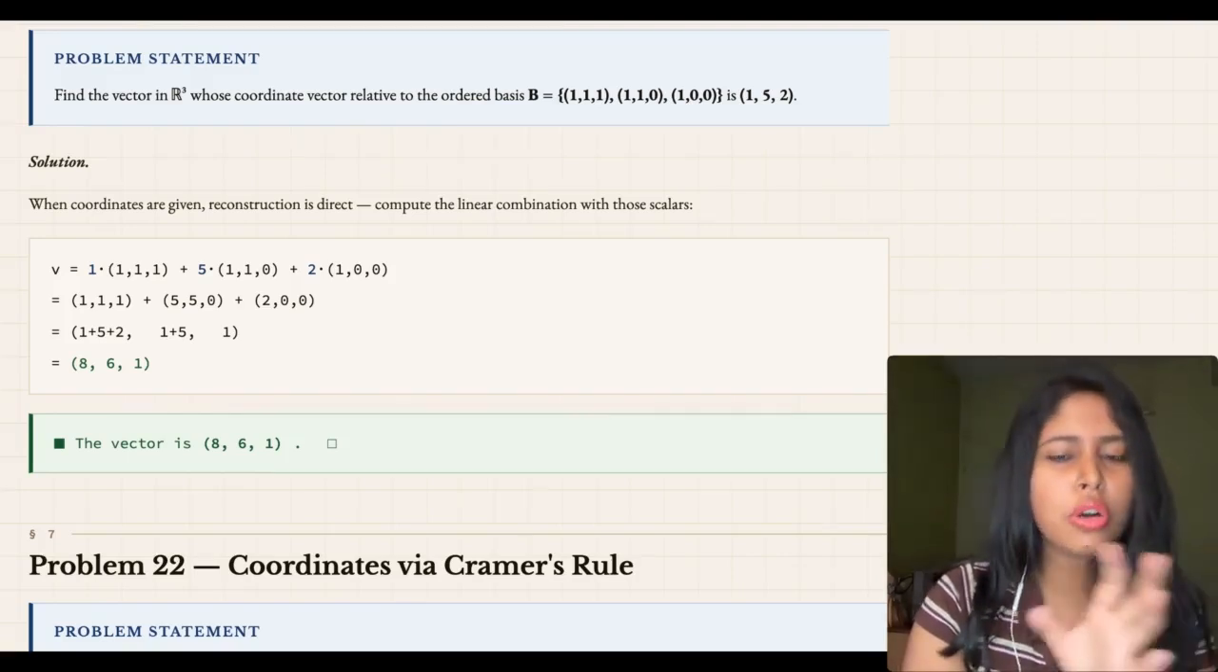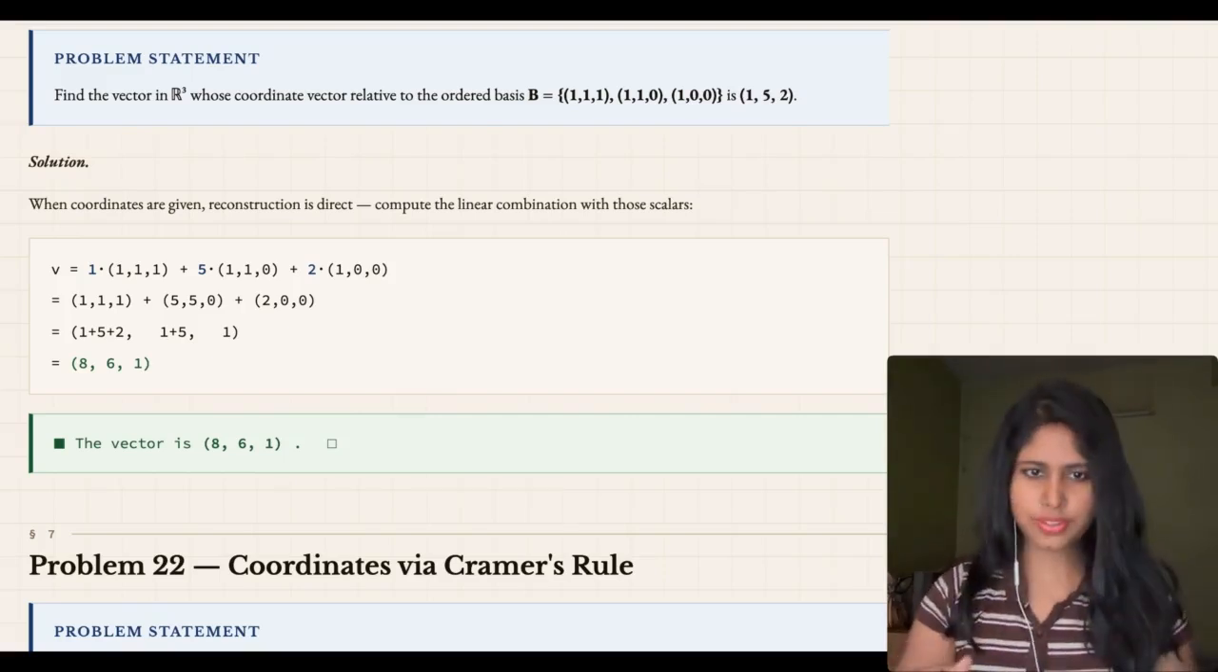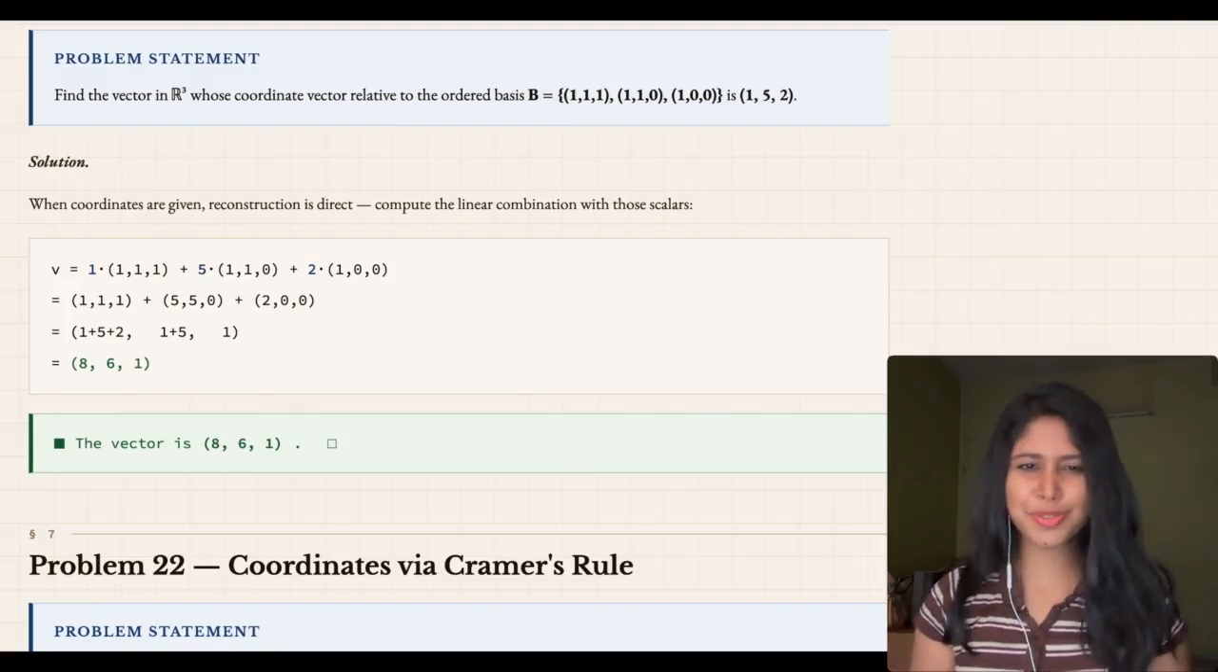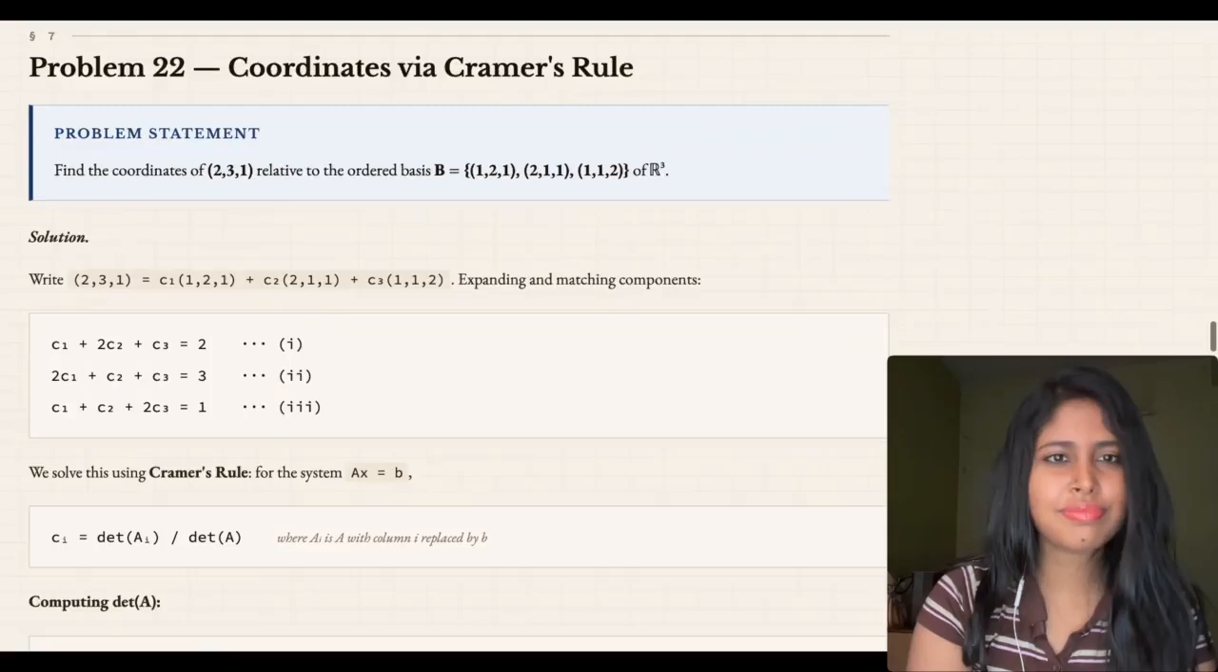Okay, the coordinates give you basically the recipe, and the vector is what you bake with it. That is something very simple which I have to tell you. Okay, now coming to the next question.